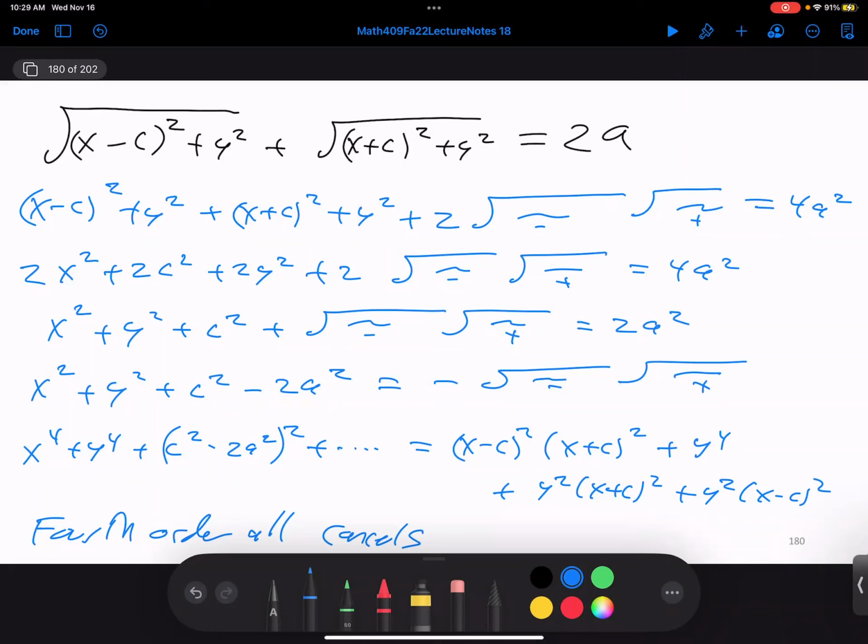We can try to simplify things a little bit. We have c squared minus 2a squared. Well, c squared minus a squared is b squared. So if you wanted to, you could replace this with a squared plus b squared. Oh, no, I'm sorry, b squared minus a squared. Because a squared is c squared plus b squared, right? So I think this is just minus a squared minus b squared, if you wanted to.